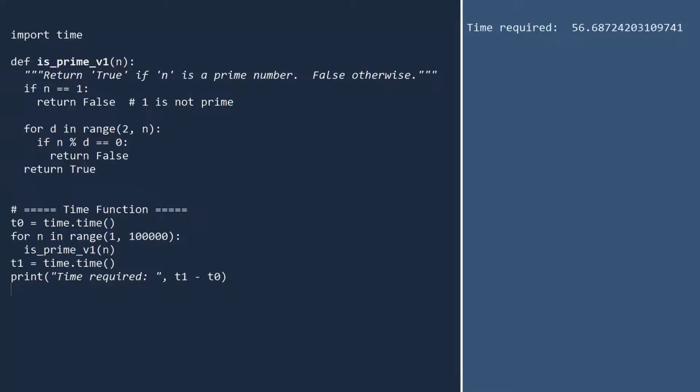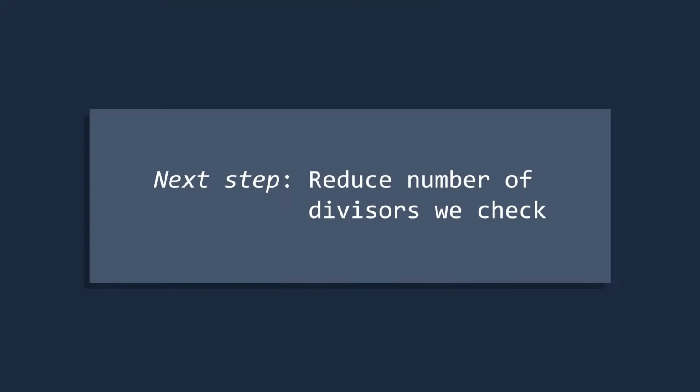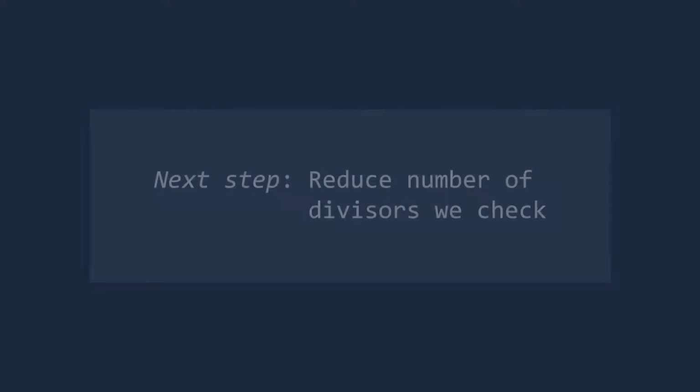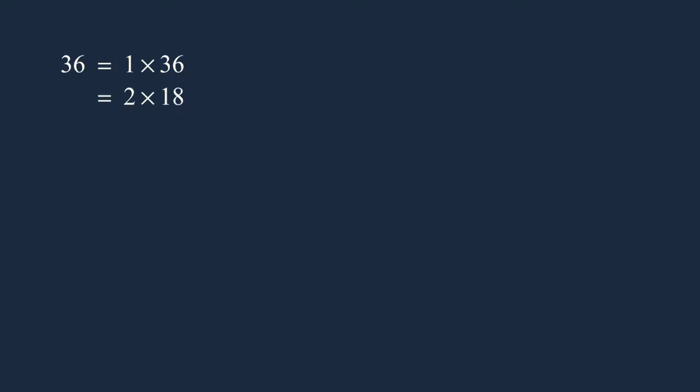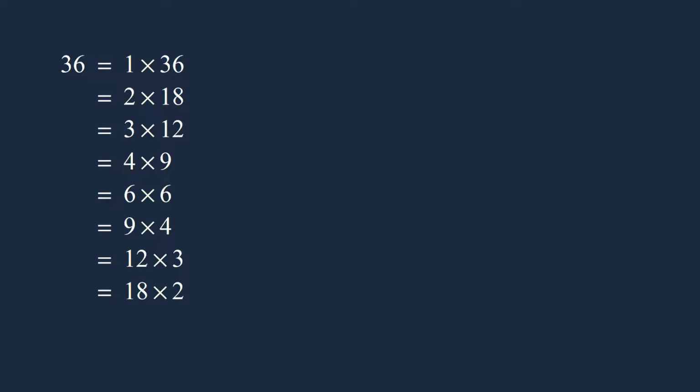I'm disappointed. I think we can do better. To improve our function, we will use a trick to reduce the number of divisors in the for loop. To see the trick, let's look at all the ways we can factor 36 as the product of two positive integers. We'll arrange the product so the first factor is always increasing, while the second factor is always decreasing.